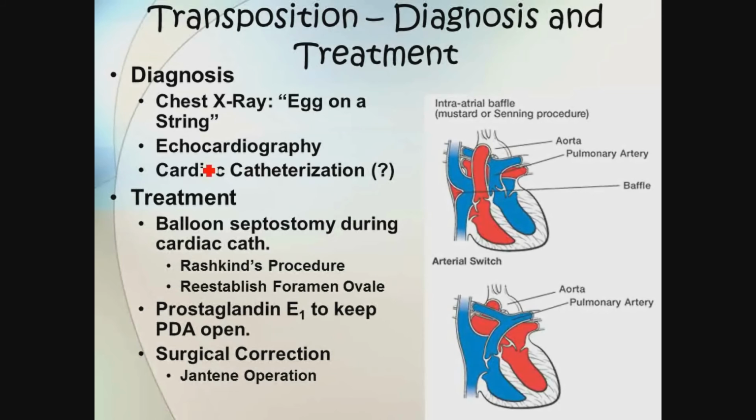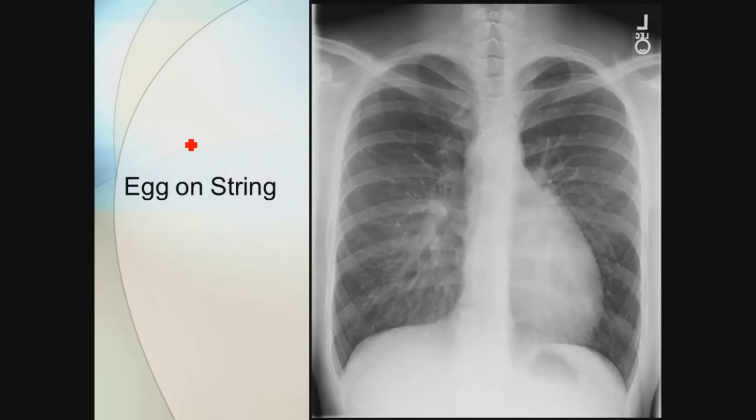So here they're creating an intra-atrial baffling process. It's called a Mustard procedure. You'll hear that term used when you rotate through a pediatric surgical center. And they basically then try to separate the two circulations in the process. Now, how that's an egg on a string, I've got no idea. I guess it kind of looks like an egg.